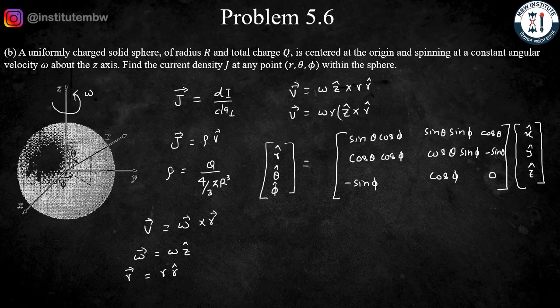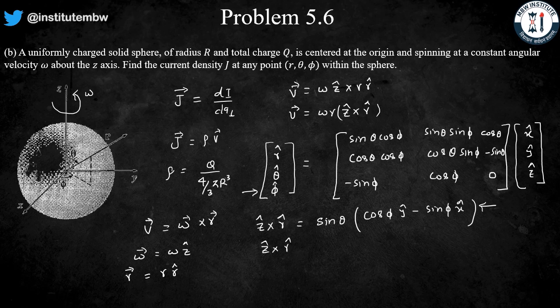So from this matrix we can find z cap cross r cap. When we find z cap cross r cap, then after solving we will get z cap cross r cap is equal to cos phi y cap minus sin phi x cap. And you can see from here, if you write phi cap is equal to and multiply these two matrices, then you will get phi cap is equal to minus sin phi x cap plus cos phi y cap. That is similar to here we got. So z cap cross r cap is equal to sin theta phi cap.